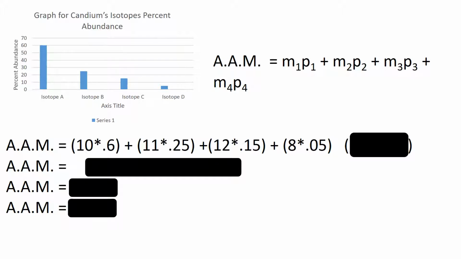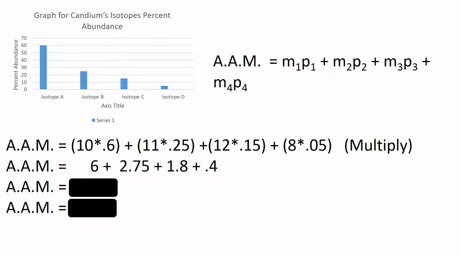Then what you would do with each of these different little factors is multiply them individually, and you're going to get 4 different products. And then the next thing is to add them all up. So 6 plus 2.75 plus 1.8 plus 0.4, and that equals 10.5. And the last thing to do would be to round. And in this case, we're going to get 11.